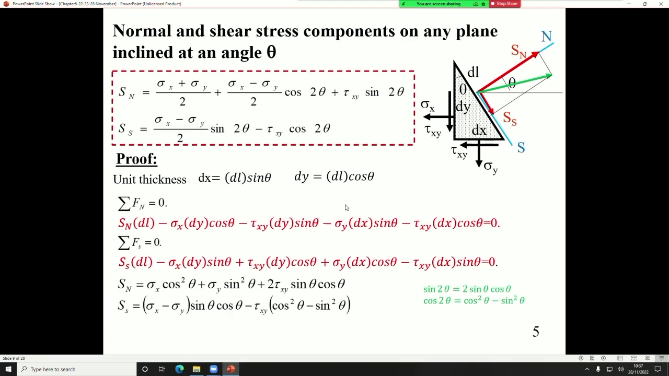So in the majority of textbooks, they use these two equations to find the normal stress and shear stress acting on any plane for a two-dimensional problem passing through a point. And theta is the angle of the normal to the plane with respect to the x-axis. So you can see the normal to this plane makes an angle of theta with the x-axis in the anticlockwise direction.